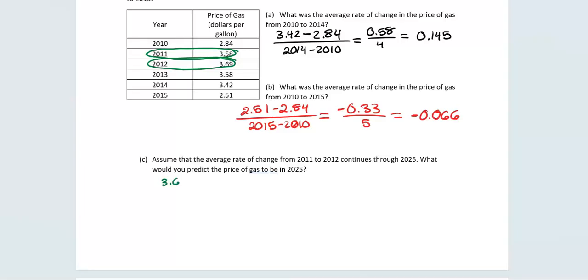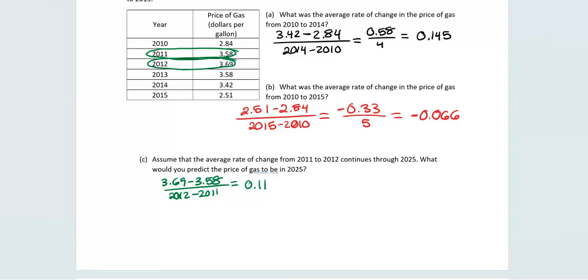So we have 3.69 minus 3.58 over 2012 minus 2011. And fortunately, that's just 1, right? When you divide anything by 1, you get the same number. So we're really just finding the difference here, and that's 0.11. So that's 11 cents. So it's going to grow. That means it's going to increase by 11 cents every year from 2012 to 2025.